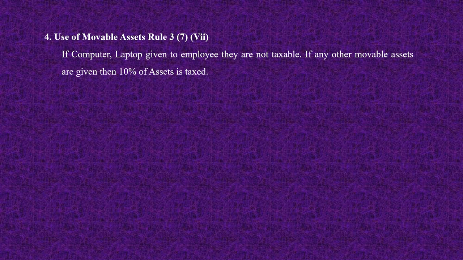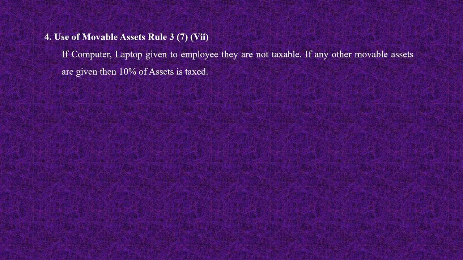The fourth type is use of movable assets, Rule 3(7)(vii). So if any computer or laptop is given to the employee for office purpose, it is not taxable. If any other movable assets are given, then 10% of the asset value is taxed.